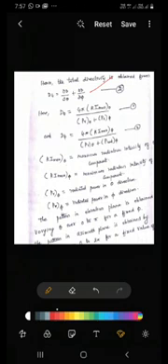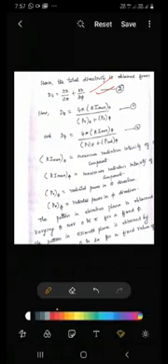Let's look at equation number 2. D also varies with respect to theta and phi. Theta is the elevation angle. Phi is the azimuthal angle in a spherical coordinate system. So D varies with respect to theta and phi.